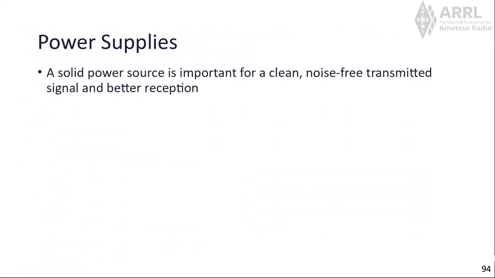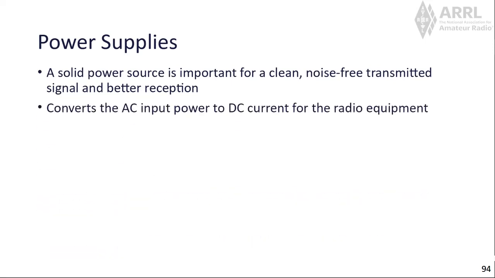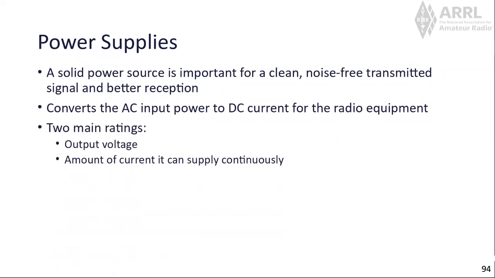A solid power source is important for a clean, noise-free transmitted signal and better reception. Okay, a power supply converts the AC input power, what comes out of the wall, to DC current for the radio equipment. Two main ratings you want to look at: output voltage needs to be capable of 13.8, and the amount of current it can supply continuously.